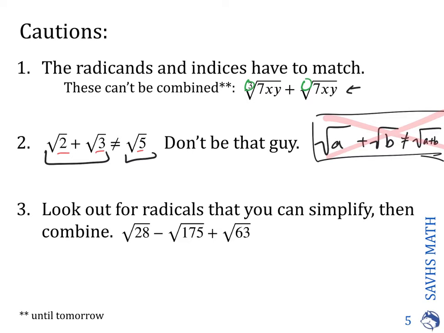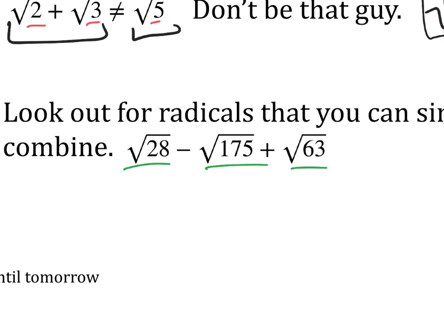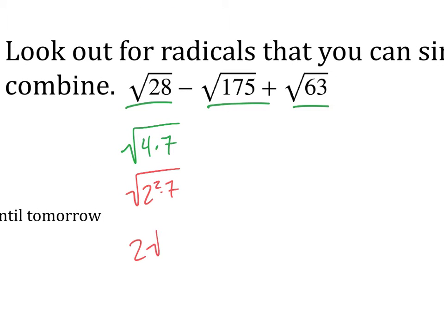Okay, the third caution that I have for you is sort of a pro tip. Sometimes you might get something that looks like this, where it really looks like there's nothing that's like in here, but you might end up with something once you start doing a little simplifying. So let's take an example of that. Okay, so let's just look at the square root of 28. Square root of 28 is, well, 4 times 7. Okay. And I noticed that 4 is 2 squared, so I could write it, this is the square root of 2 squared times 7, and then this would give me 2 square roots of 7.